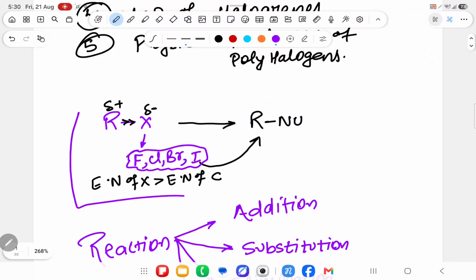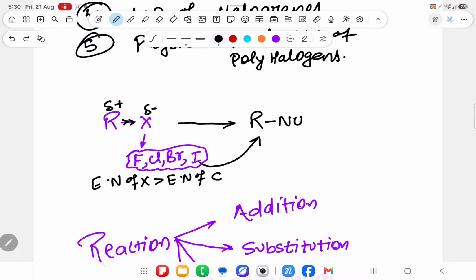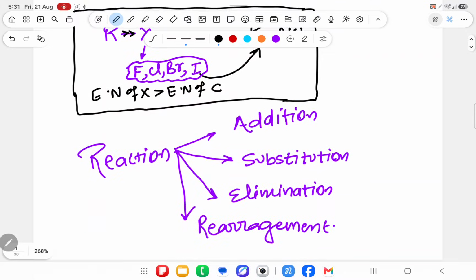Some reaction I have just written is a random reaction. There is no use of this reaction; I have just written it to make you understand that one nucleophile is going, one nucleophile is coming, something happens in this reaction. In this chapter, whatever reactions we study, either an addition happens, or substitution happens, or elimination happens, or rearrangement happens.